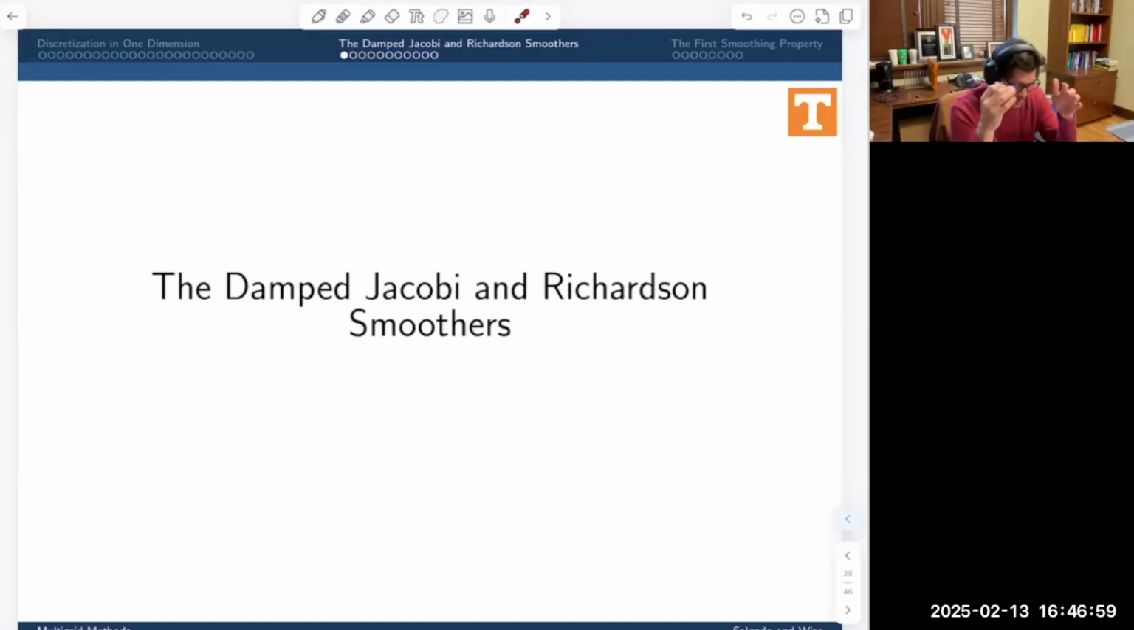It's an integral or an important part of multigrid methods, and the ones we've talked about so far are the damp Jacobi method and Richardson smoother. We also talked a little bit about Gauss-Seidel smoothers, and we're going to talk a bit more about that when we get into later chapters. There's only a couple more chapters, by the way, to go.